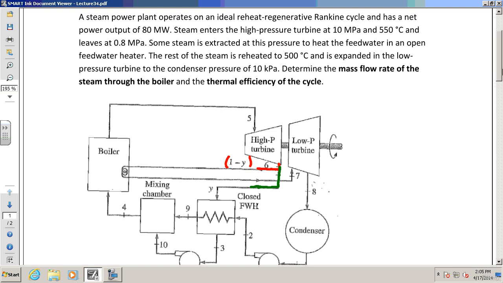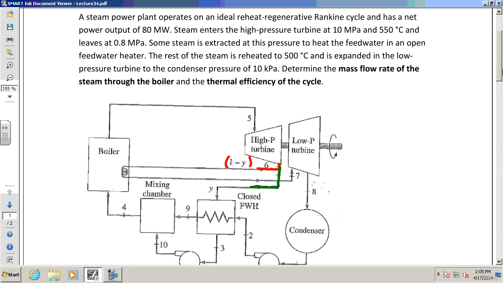So you don't want to extract a lot. Typically maybe 10% or 20%, something like that. So y might be 0.1, 0.2, maybe 0.3. But the rest of it goes through the boiler. It has what we call reheat, and then it goes into a low-pressure turbine. So keep track of the lines there.